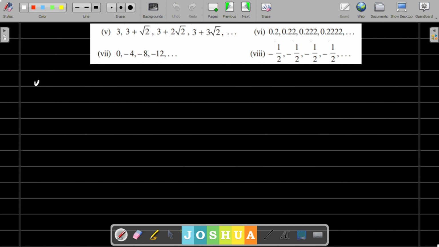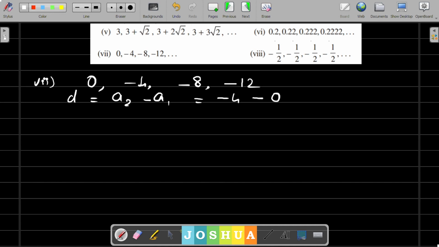The 7th question says like this: the first term is 0, the second term is minus 4, the third term is minus 8 and the fourth term is minus 12. So I'm going to find the difference here. As usual, second term minus first term. The second term is minus 4 and the first term is 0. So therefore the difference is minus 4.